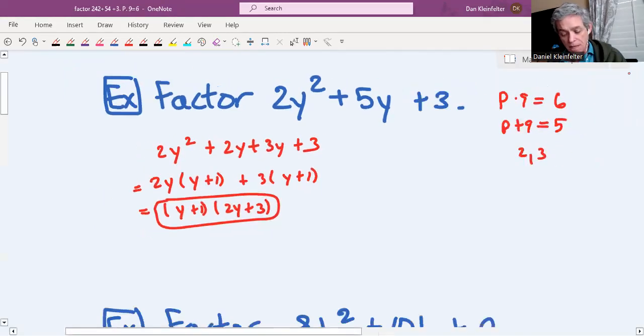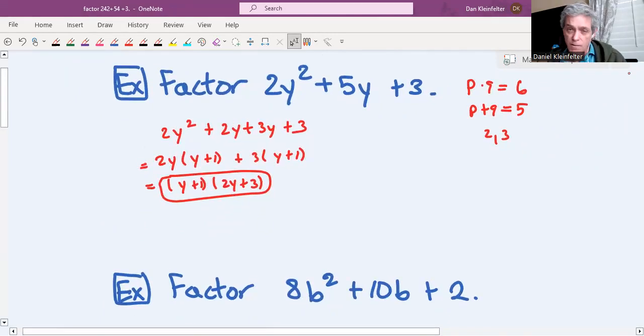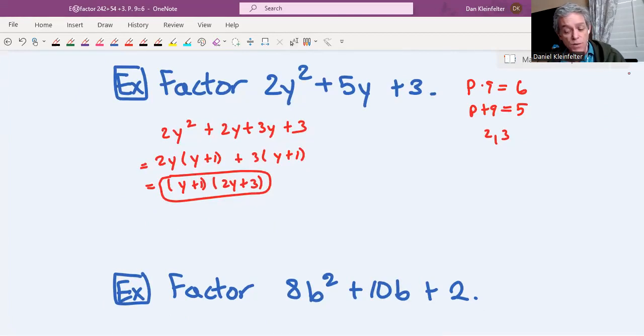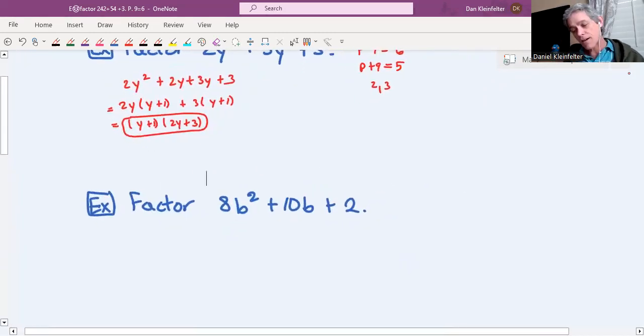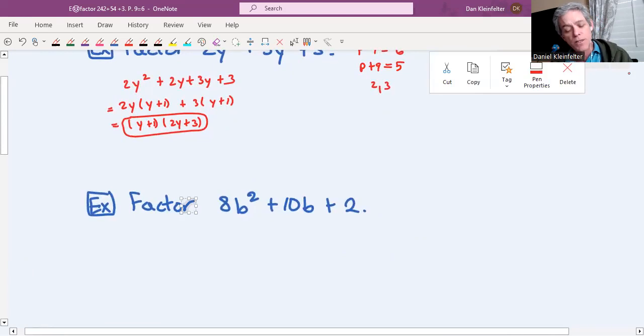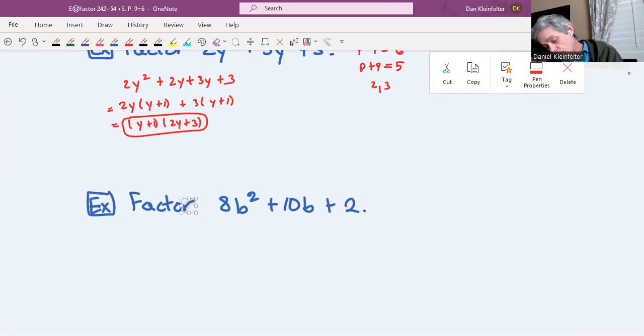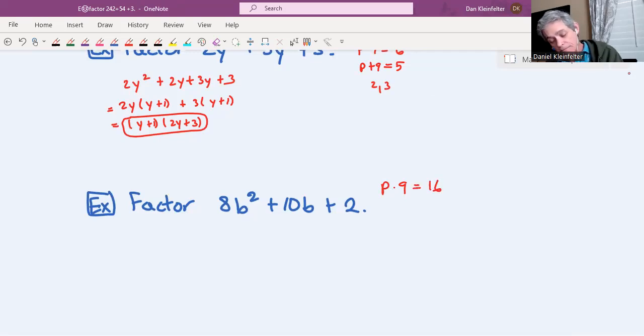Okay, so that's that. The hard part on these is factoring by grouping if you don't like it or have a hard time with it. But the main hard part is just figuring out those two numbers, the 2 and the 3 in that case. All right, here's one for you to try. We're going to factor 8b squared plus 10b plus 2. We need to find two numbers that multiply to 8 times 2, which is 16, and add up to 10. Okay, take a minute, figure out those two numbers, and then see if you can finish the factorization. So go ahead and pause the video, try that, and then restart it and see how you did.